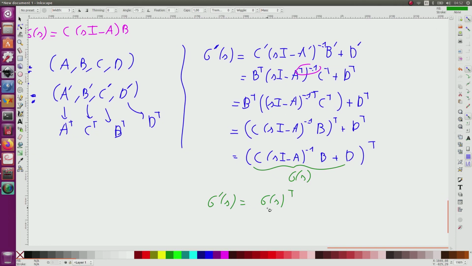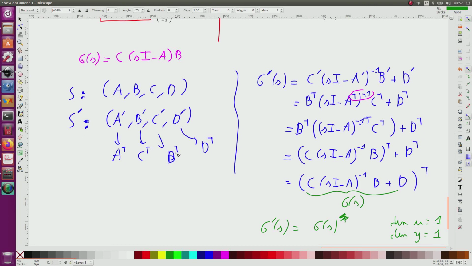Now, since G of s is a transfer function, because the dimension of U is equal to 1 and the dimension of Y is equal to 1, G of s is not a matrix, but it is a scalar. As a consequence, G of s transpose is equal to G of s. A scalar is equal to its transpose. So I can remove this. As a consequence, the transformation I have shown here will transform one system into another by some transposition.